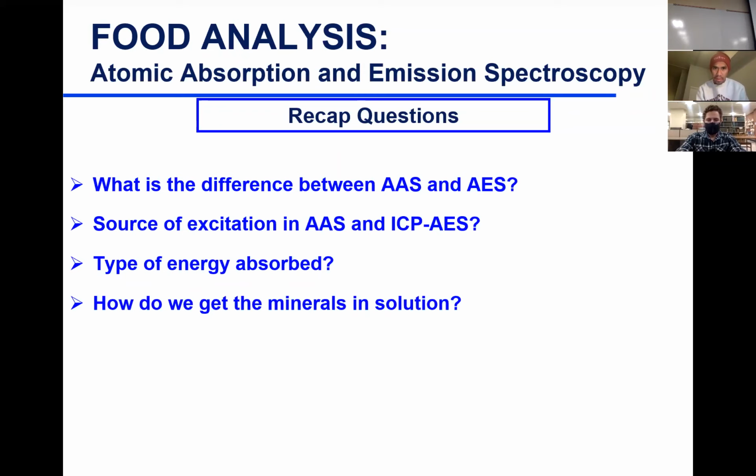All right, source of excitation. So this is a very common question that I would ask in a quiz or an exam. There is a source of atomization and there is a source of excitation, so there are two different things. Atomization is the source that would break the molecular bonds to release the atom and make the atoms in the gaseous state. However, excitation is the source that would bring your atoms from ground state to excited state. So in atomic absorption spectroscopy versus inductively coupled plasma atomic emission spectroscopy, what is the source of excitation?